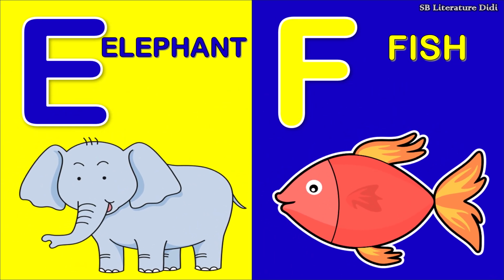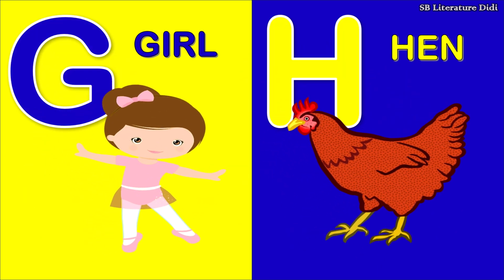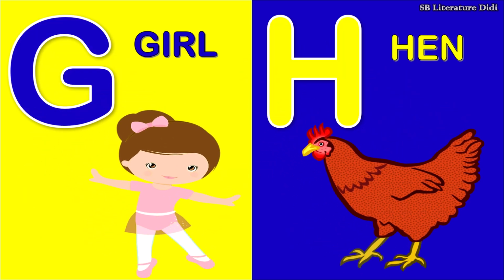E for elephant. F for fish. G for girl. H for hen.